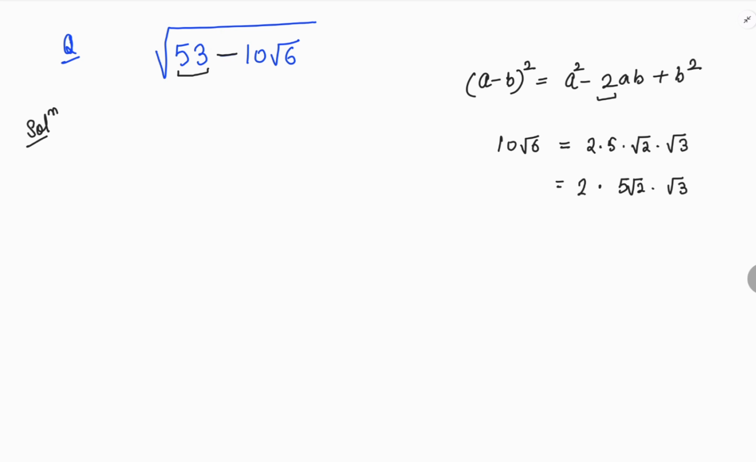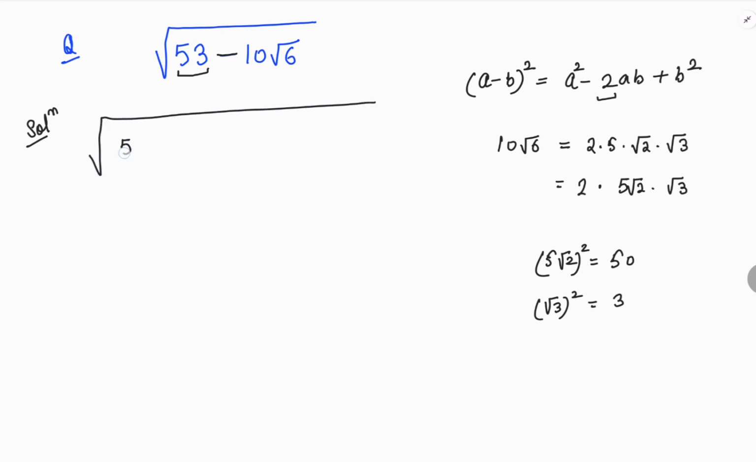So what is 5 root 2 whole square? 5 root 2 whole square is 50 and under root 3 whole square is what? 3. That means we can do it. Let's see how. So we have square root. This 53 I will write it as 50 plus 3. And then we have 10 under root 6. Okay. Now how will we proceed this?